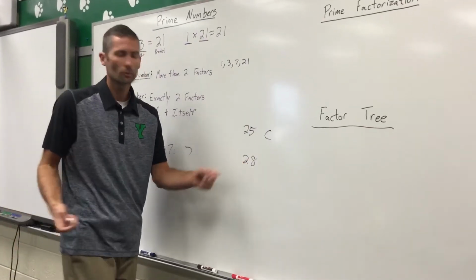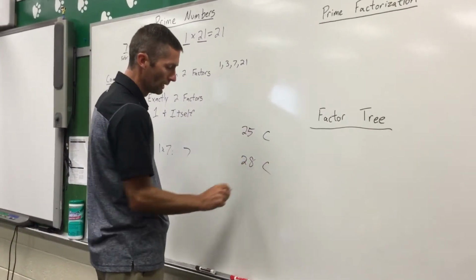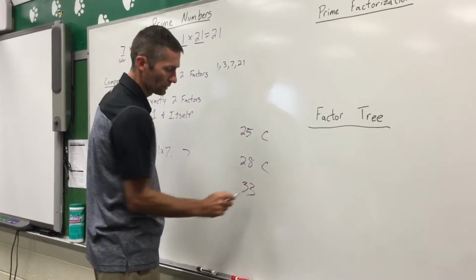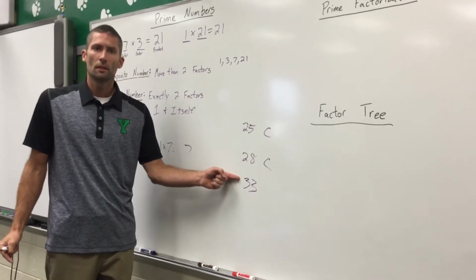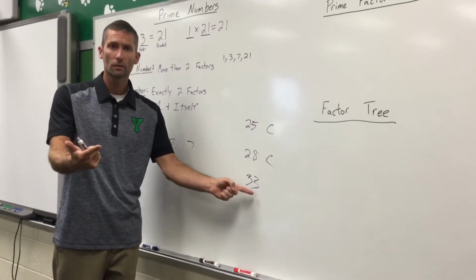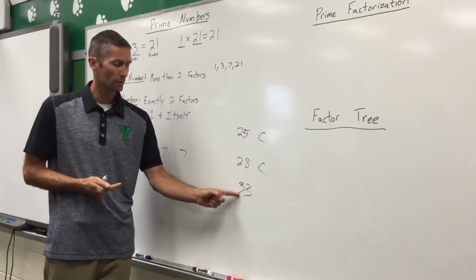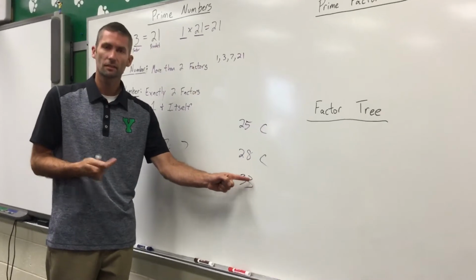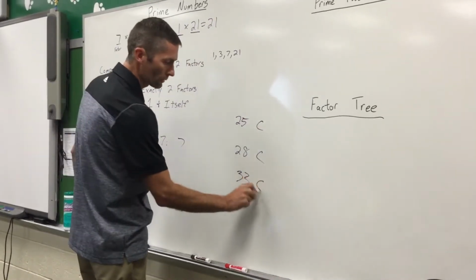Okay, how about the number 28? Well, it's even, so we know 2, so it's composite. The number 33, it's odd. We could try 1. We can try 3. Does 3 go into 33? Yes, because we know divisibility rules: 3 plus 3 is 6, and that's divisible by 3. So 33 is composite.